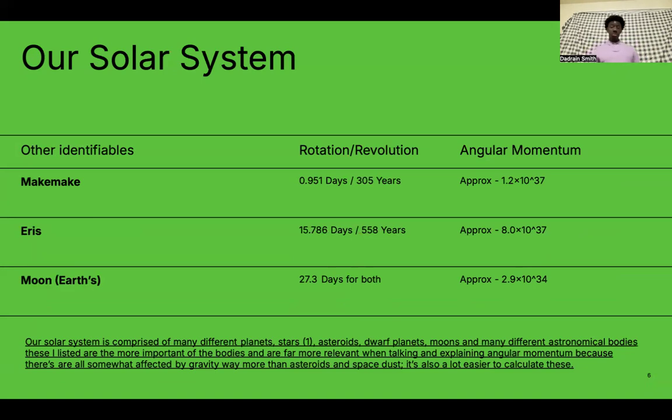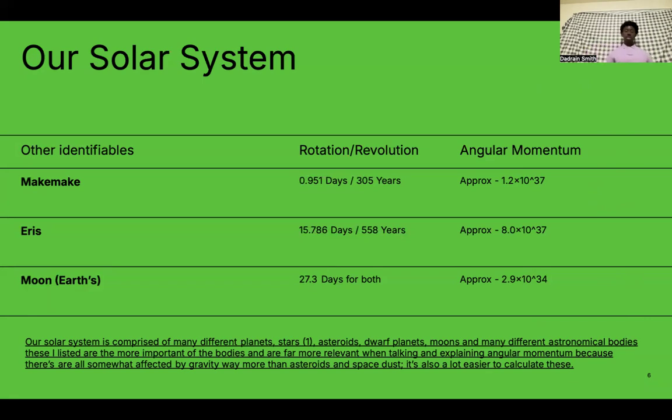And then we're also going to talk about the moon's rotation and revolution, which is the same for both at 27.3 days, and an approximate 2.9 times 10 to the power of 34 for its angular momentum. Now, if you remember Earth's angular momentum and the moon's, if you compare the two, they're very similar and close in numbers. That can be very important later on in the presentation.